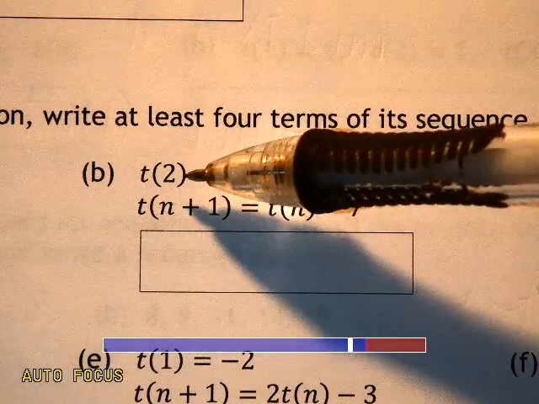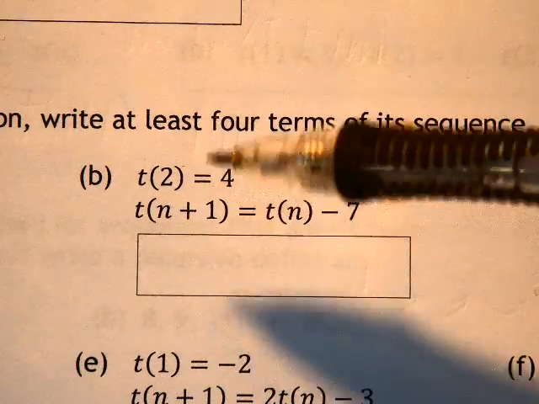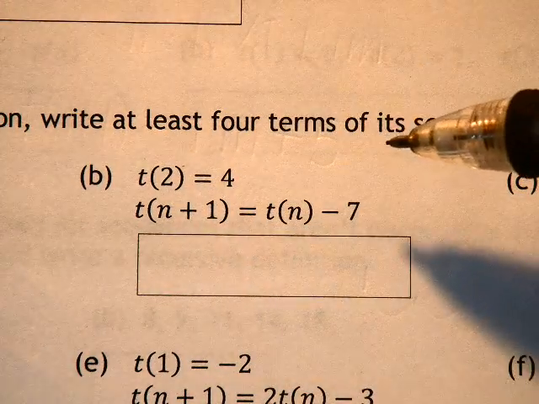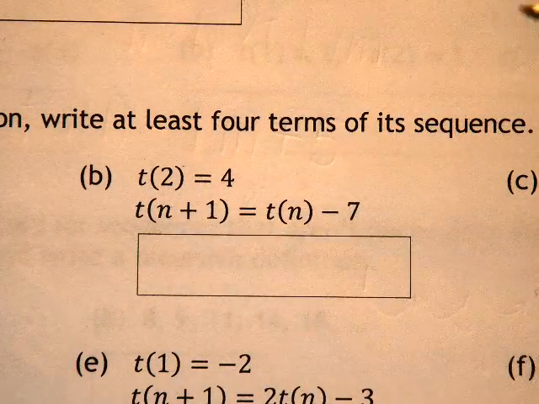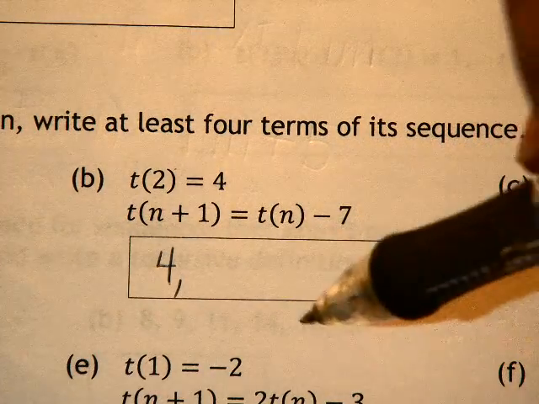Take a look at question number, letter B, and let's do the same thing. Again, it's giving us t of 2 equals 4. Now that's interesting. It's giving us the second term, but whatever. It doesn't specify that it has to be the first 4 terms. It just says at least 4 terms. So it's okay if we start with the second term, if we start with the 4, and then just build from there. It's totally all right.